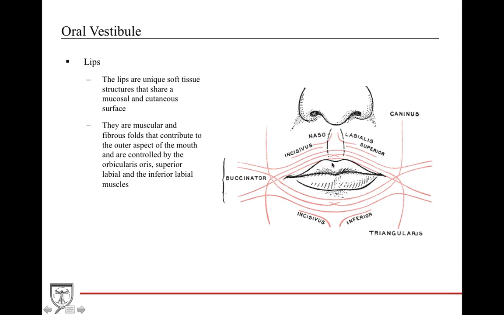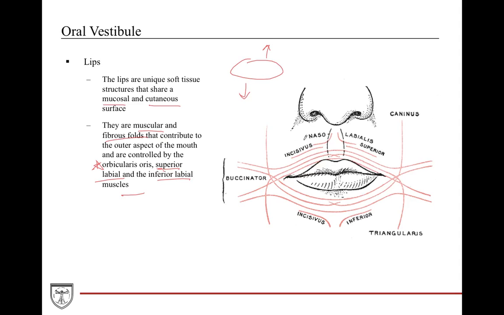When we talk about the oral vestibule, it's important to first mention the lips. The lips are very unique soft tissue structures that are composed of both mucosal and cutaneous surfaces. They also have muscular and fibrous components that contribute to opening and closing of the mouth. The main muscles that help with movement of the mouth and the lips include the orbicularis oris, which acts like a sphincter as it wraps around the mouth, and the superior labial and the inferior labial, which help with both elevation and depression of the lips.